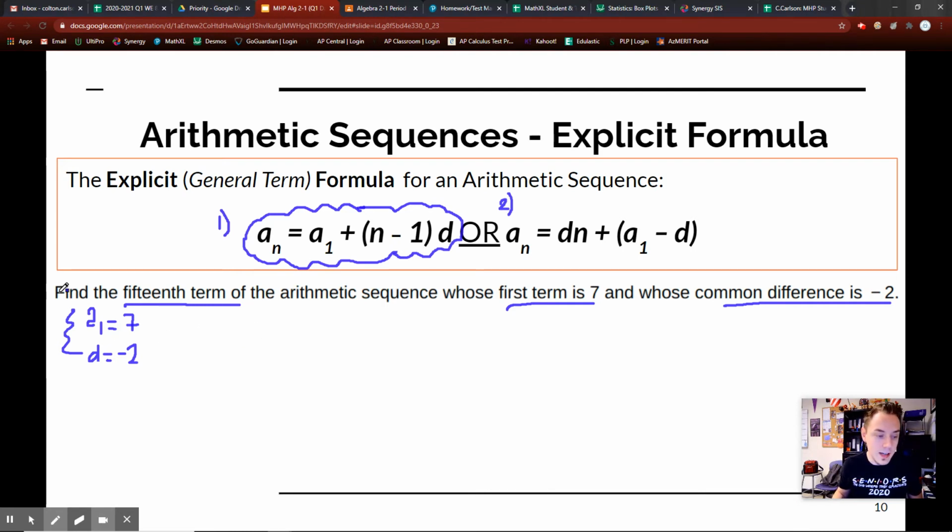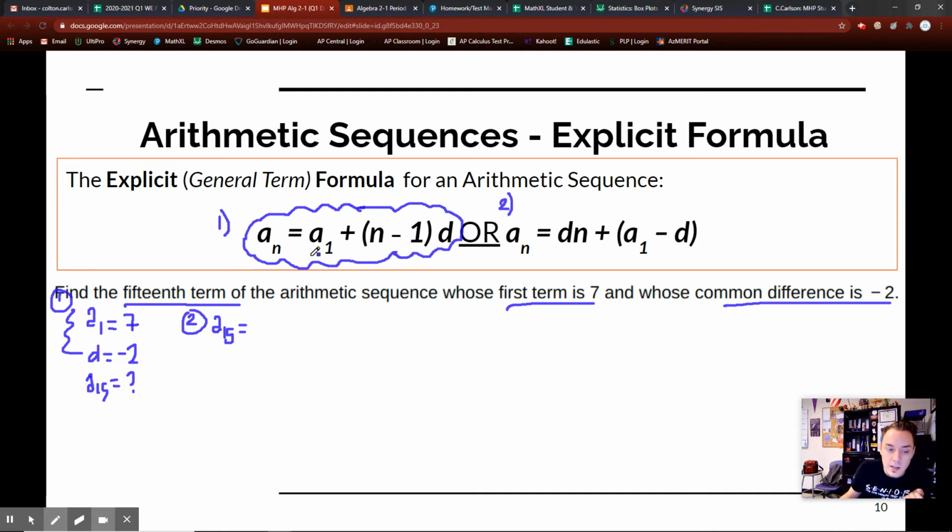If you like steps, you can write a 1 here. What is my second step? My second step is to start plugging this stuff into the formula. I want to find the 15th term. So when I say, what is a sub 15, I do a question mark. I don't know. Let's find out. So this is a sub 15 equals, I'm following this formula. I'm going to do this first one, okay? Just going to do this first one.